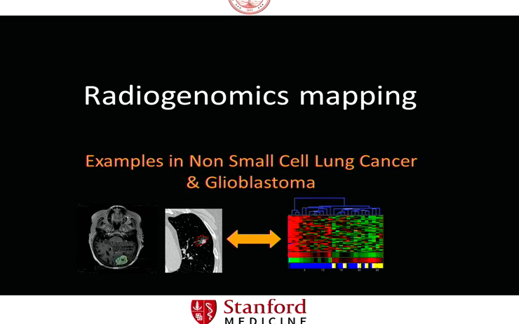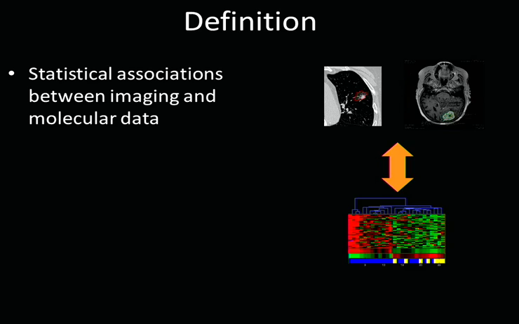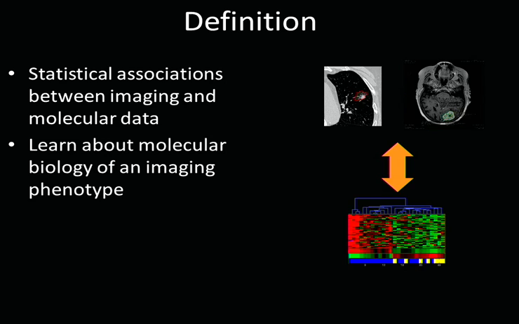So first, I'm going to explain the framework that we have developed for radiogenomics maps. We have essentially developed these methods in non-small cell lung cancer and glioblastoma. So what is this radiogenomic map? Essentially, these are statistical associations that we're modeling between imaging and molecular data. And we essentially want to learn more about the biology of imaging phenotypes.